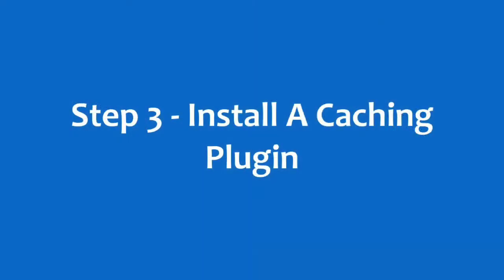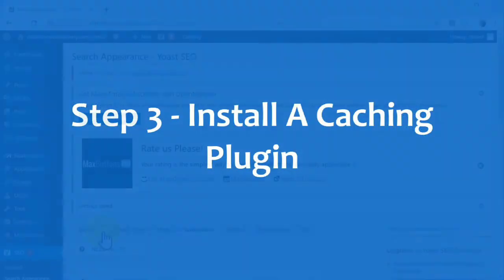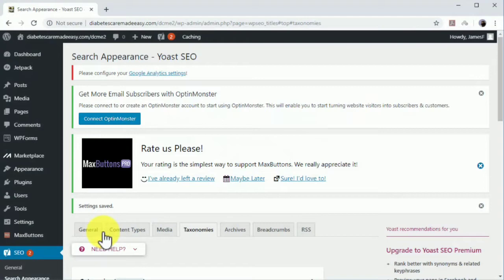Step number 3. Install a caching plugin. Search engines like Google measure load speeds to determine a site's ranking. One of the easiest ways to improve your site's load speed is by installing a caching plugin. A caching plugin will create dynamic copies of your pages to avoid loading the entire content every time that a user enters a page on your site. Our caching plugin pick is the WP Supercache plugin, the most popular and user-friendly caching plugin for WordPress.